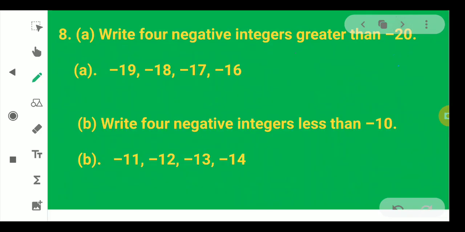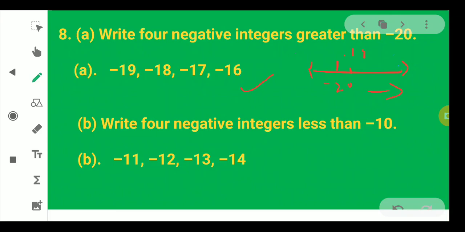Next one, eighth one. Write 4 negative integers greater than minus 20. Now on the number line, our minus 20 is here. Now greater than means this side. So here we get minus 19, minus 18, minus 17, minus 16 and so on. So these are 4 negative integers greater than minus 20.